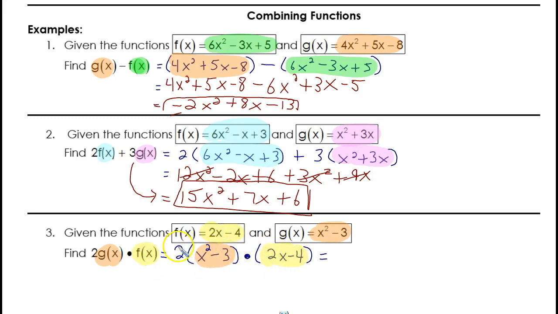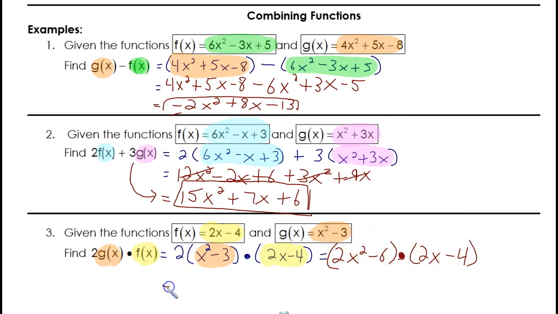Now, with multiplication, we're going to distribute the 2 first. You only distribute into the parentheses until the parentheses stops. So we're going to get 2x squared minus 6. And I'm going to put that in its own parentheses. And then we're multiplying that times 2x minus 4. We're going to talk more about multiplication in the next video just to make sure that you remember it really well. But this is a binomial times a binomial, so we can just use that FOIL process that we've talked about before. We say first times first, outside times outside, inside times inside, and last times last.